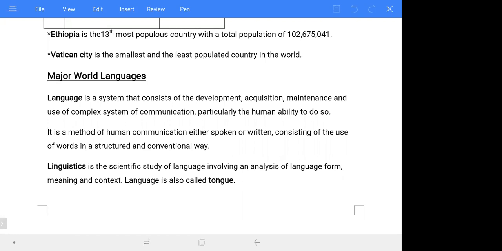And structured means it has to be written in a way that can give us meaning, yes? And it has to be conventional too. You say language in your Amharic, you say it is conventional, yes? You must agree on the meaning of those words. So the words have to be written in a meaningful way, and the meaning of those words has to be conventional. Yes, that means agreement.